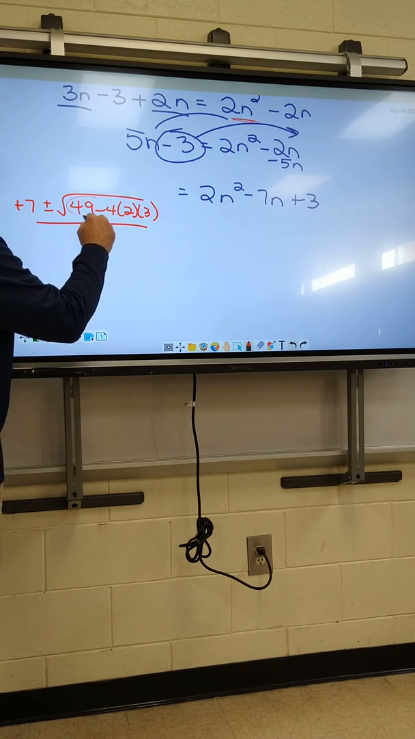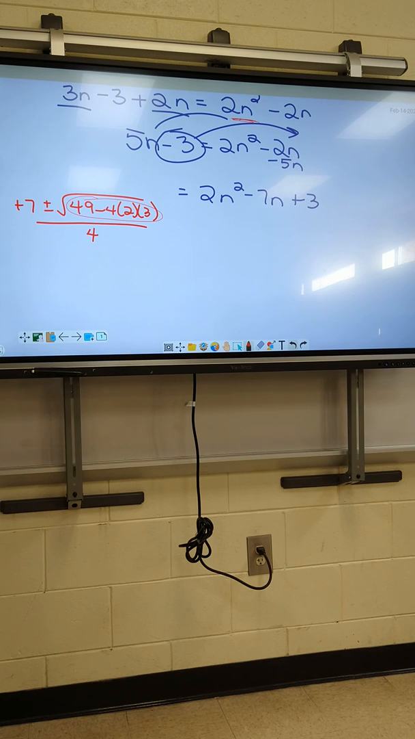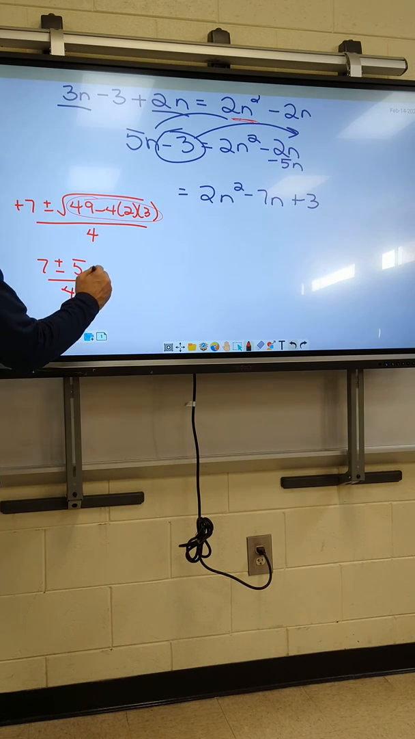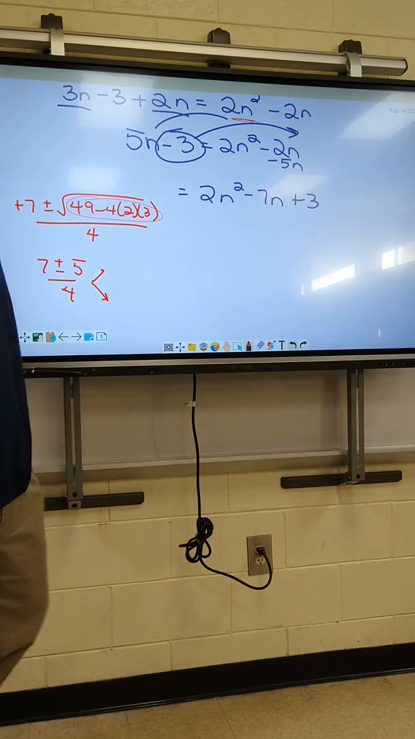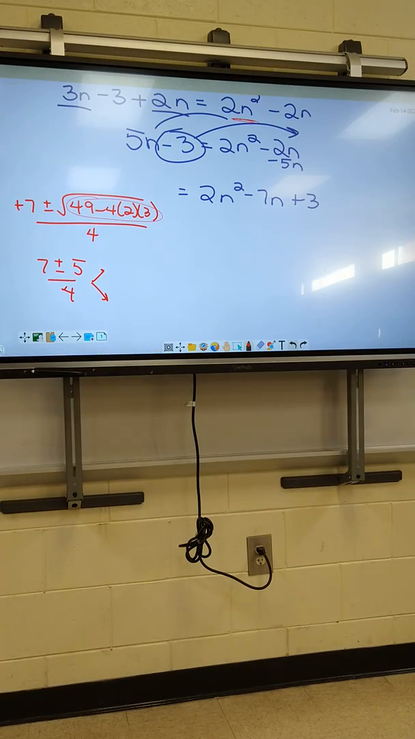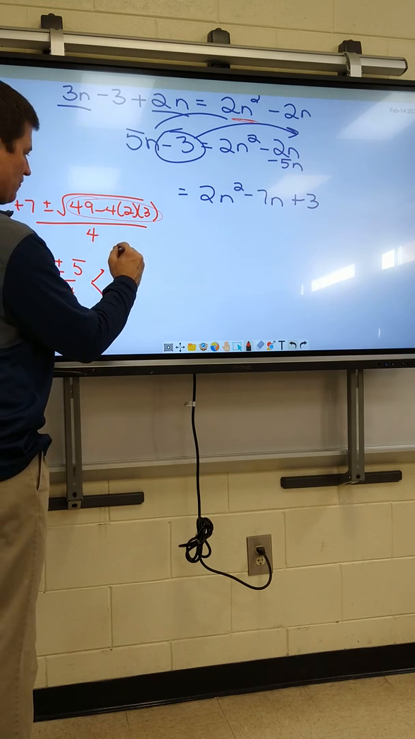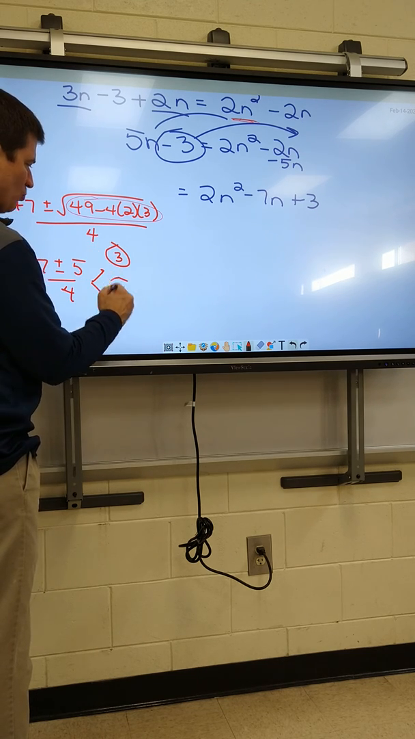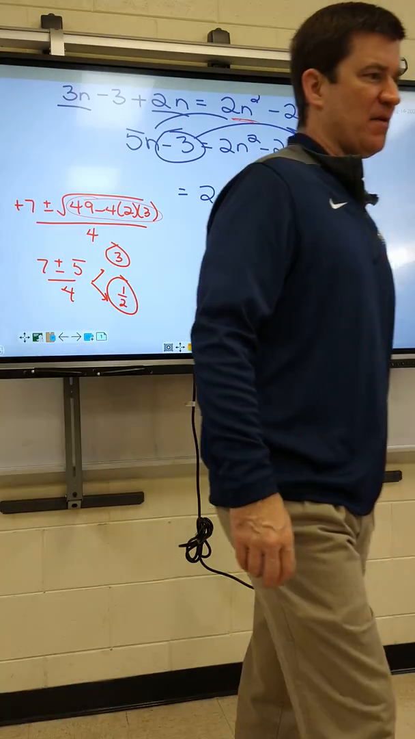Alright, so what y'all get inside the square root symbol? 25. Alright, so square root of 25 simplifies down to 5. So we got 7 plus or minus 5 over 4. Alright, find both answers now and then try to find them on the paper. That's a good way to check it. Alright, 7 plus 5 is 12 over 4. First answer is 3. 7 minus 5 is 2 over 4. That simplifies to 1/2. Let's check and make sure that's down there.